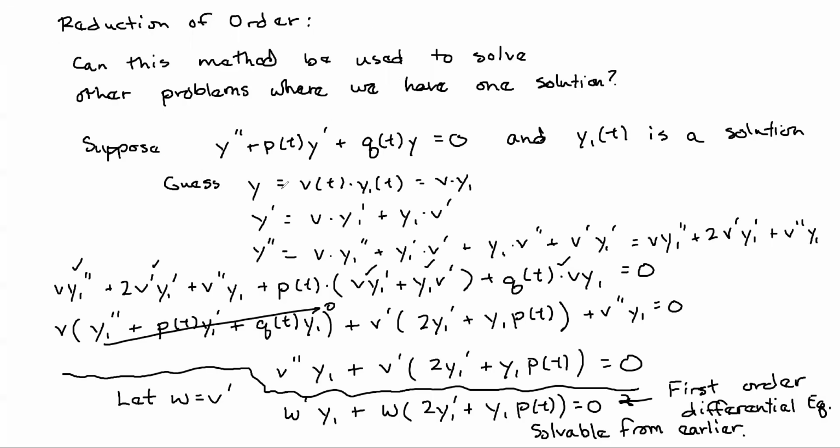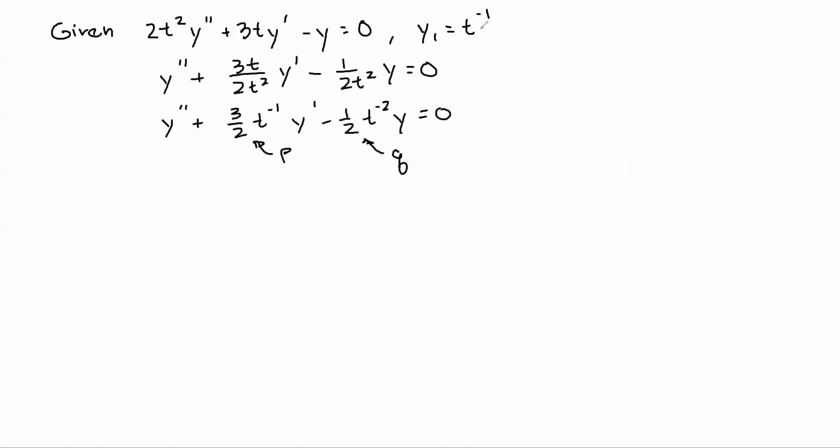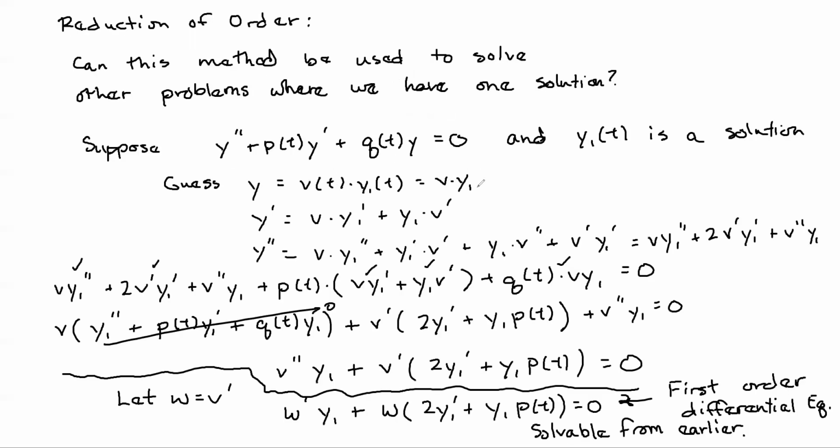All right. So you could go through at this point and do your guess, take y and set it equal to v times the y1 they gave us, t to the negative 1. You could do v times t to the negative 1, and then differentiate and differentiate again and substitute into the original and group and cancel. But instead, how about we just jump right to here? We're just going to jump right to here. So we're going to go ahead and write, let w equal v prime.